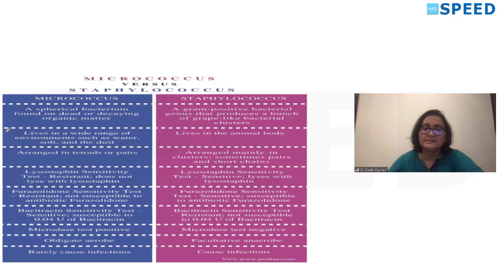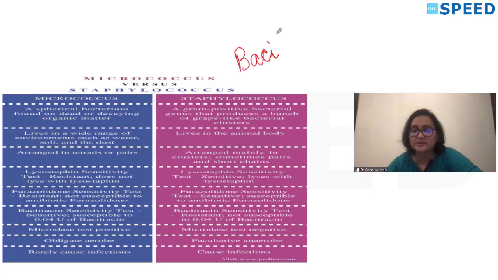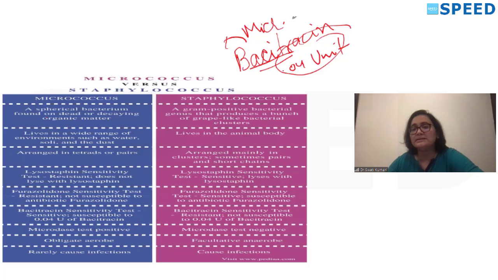Okay, there are some other tests which differentiate Staphylococcus and Micrococcus. One is the bacitracin test, 0.04 unit. If it turns out to be sensitive to bacitracin, it is Micrococci. If it's resistant, it is Staphylococcus aureus. Apart from that, you have lysostaphin sensitivity and furazolidone sensitivity.